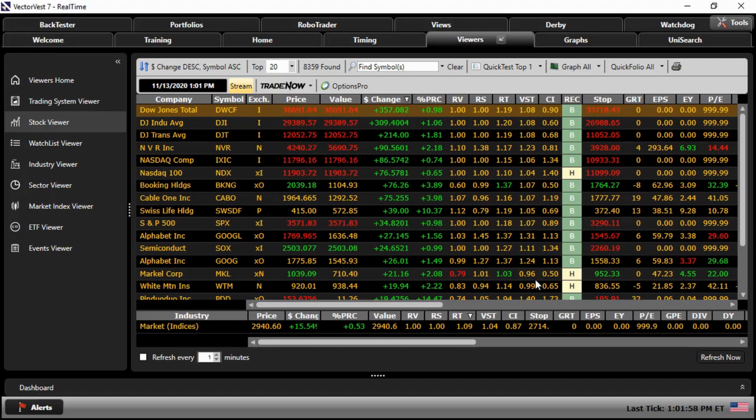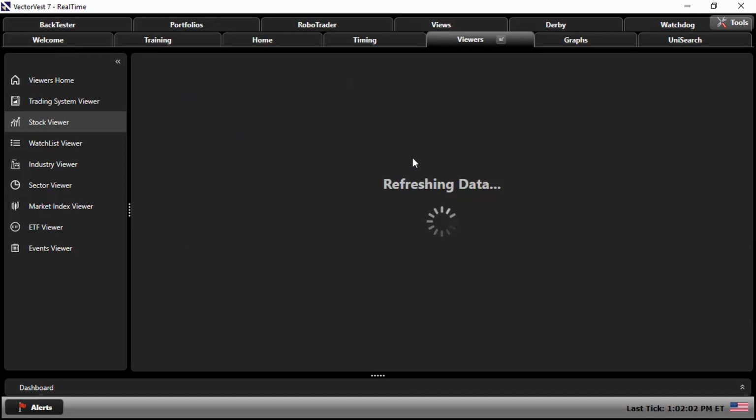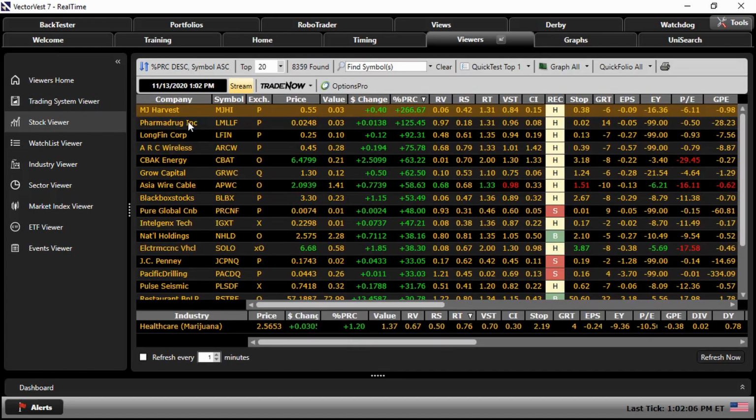Let's go back into the software. Let's sort the whole database by percent price change, so the stocks that have gone up the most today. All right, how about MJ Harvest up 266% today, but look at the price. Dr. DeLito said that it was low dollar stocks that are moving up. Now, if I'm a trader and I can get some of that, go for it.